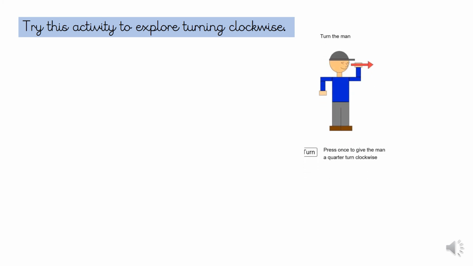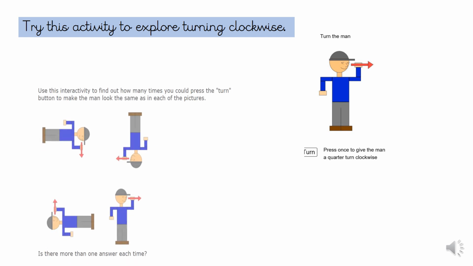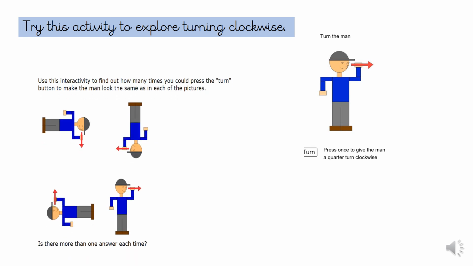Look at this man. Your task today is to investigate how many turns are needed to make the man face the different directions. Remember, you're going to need to use language like clockwise, anti-clockwise, and give quarter turns.